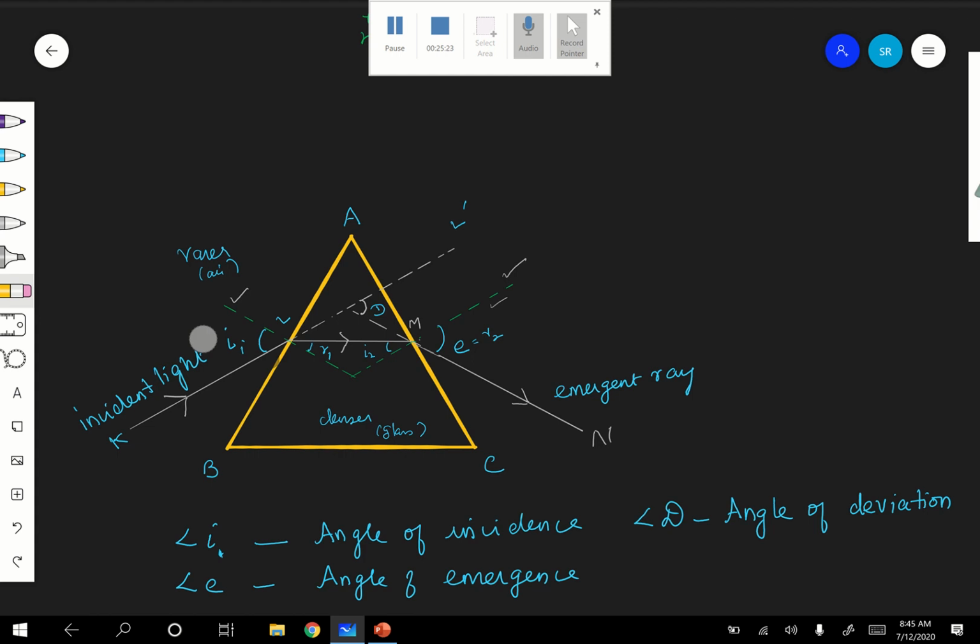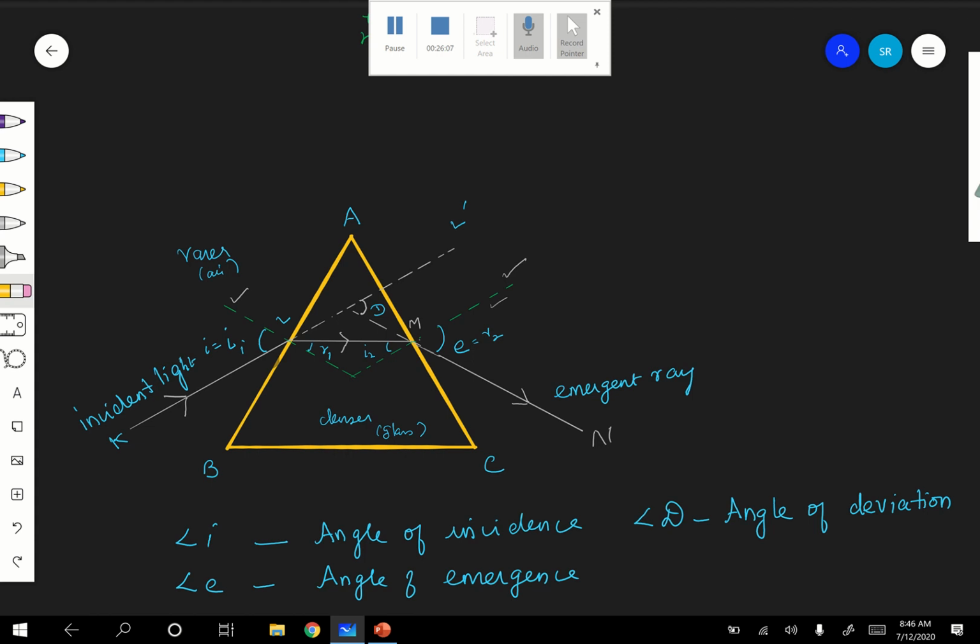I is equal to I1. Why have I written here? I is meant for overall refraction. If I take only one refraction, from rarer to denser medium, I can take I1, R1, and the second one is I2, R2. But if I take the full refraction of light through the prism, then I can take angle of incidence as I and angle of emergence as E. Hope you are following. That is why I have separated the two refractions.